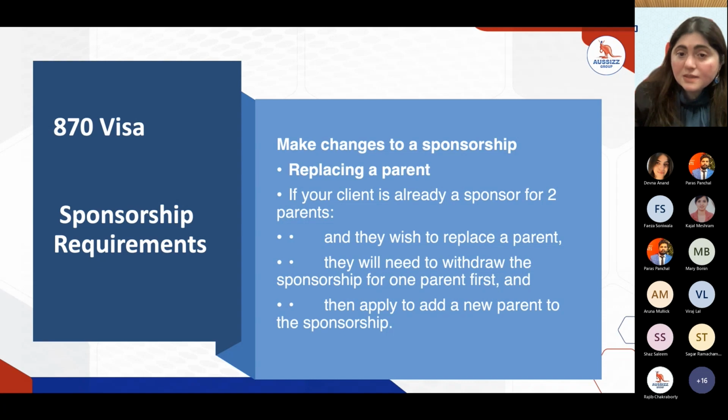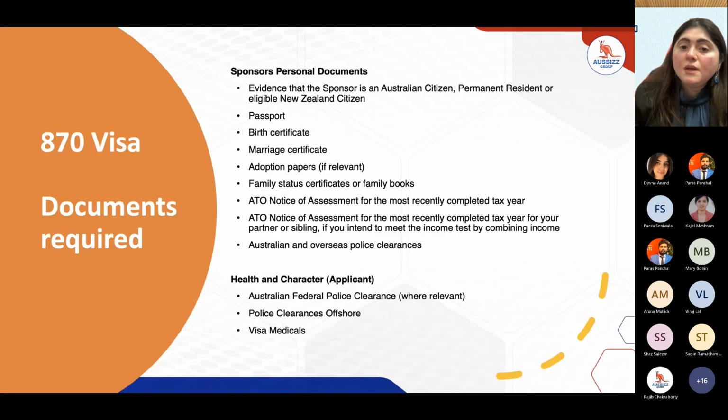So that is allowed if you want to make changes to the sponsorship. Now, the documents required, I've listed some of the main documents that you need to provide as a sponsor. You need to provide, because you need to be a resident or a citizen, an Australian citizenship passport or your birth certificate, or a proof of permanent residency, could be your visa grant letter or a stamp on your passport.